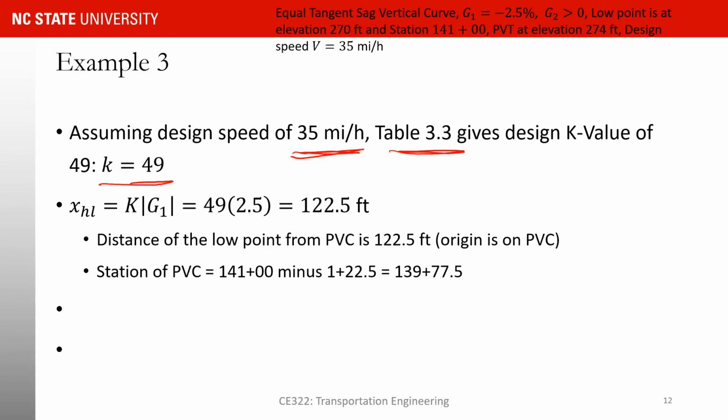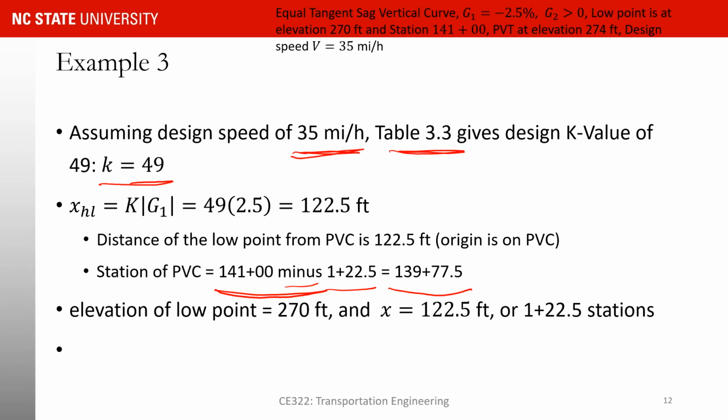So if you just subtract this value from the station that is given for the low point, we can find the station of PVC. The given station for low point was 141. This was given in the problem. So we subtract 1 station and 22.5 feet. It gives you a station of 139 plus 77.5 feet for PVC.